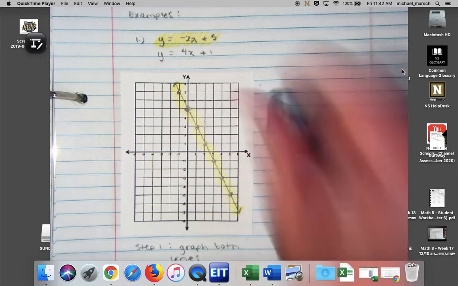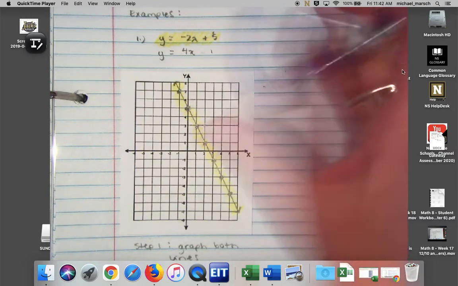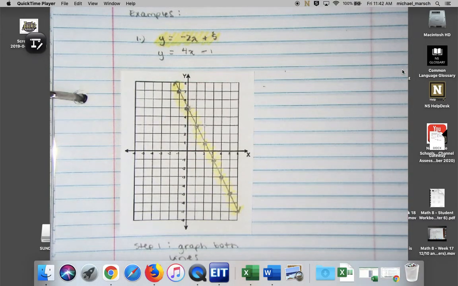Oh, this should be y equals 4x minus 1. Change that to minus 1 there. Sorry about that.